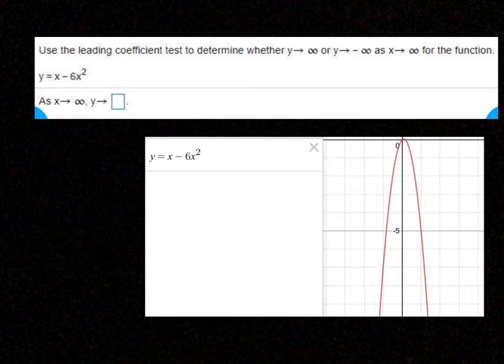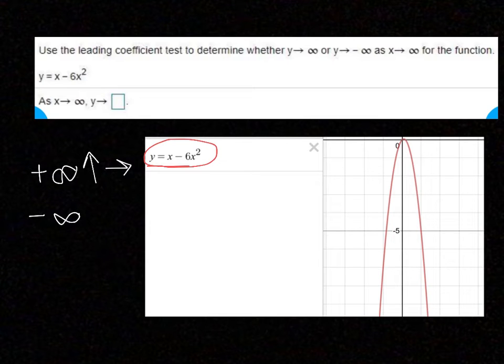On this one, I highly recommend you use Desmos to graph it, so that's what I did. I just typed y equals x minus 6x squared into Desmos, and it asks me what happens as x tends to infinity. So remember, if we're looking at infinities, a positive infinity is either up or right, and a negative infinity is down or left.